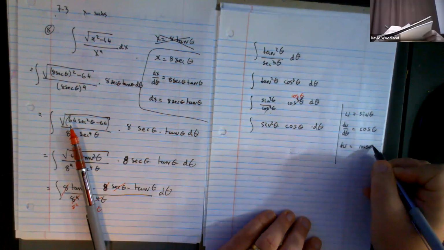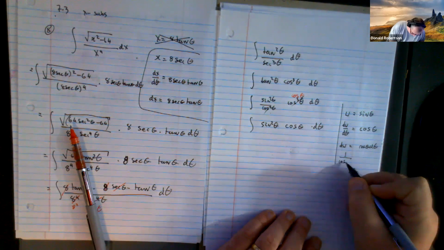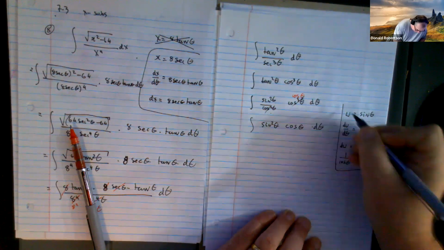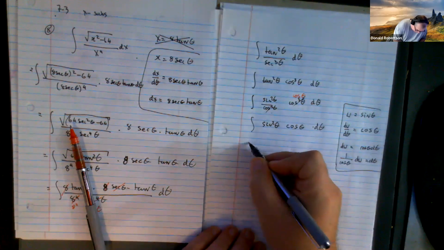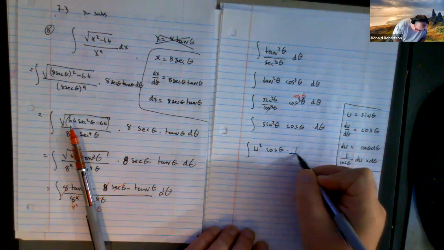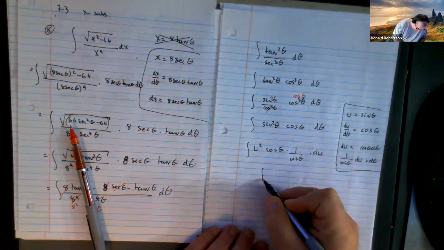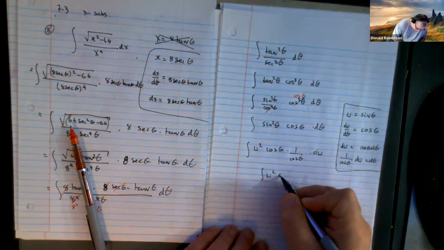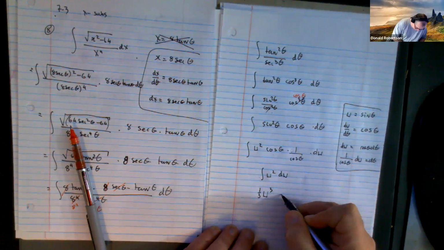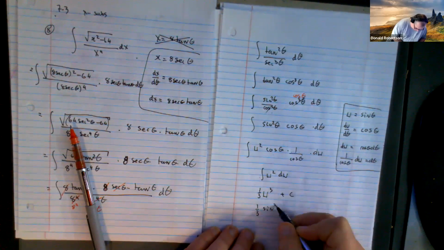And then divide both sides by cosine to isolate the d theta. So there wasn't a negative involved with that. It's fine. So what do you get? Yeah, u squared cosine theta, 1 over cosine theta du. The cosines cancel. And so we end up with 1/3 u cubed, which becomes 1/3 sine cubed.